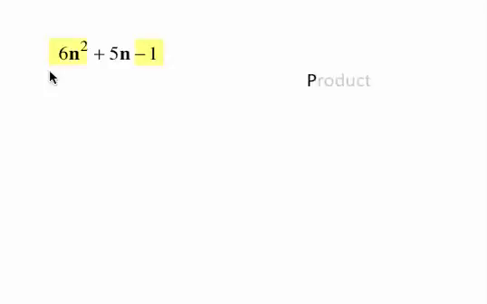Okay, so the P is a product of the first and last terms. So we're going to just multiply the 6n squared and the negative 1. That gives us negative 6n squared. The S is for sum, and that's the middle term, always the sum. Okay, 5n. And then the factors are, we're looking for the factors of negative 6n squared that add up to give us 5n. Okay, and they are 6n and negative n.